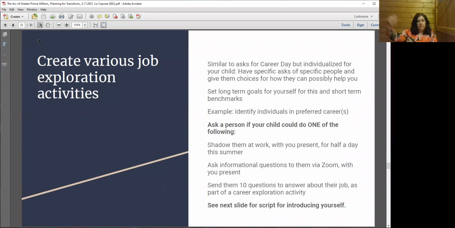So we had a lot of community people help. We had teachers from other parts of the building. We had people's friends and neighbors.